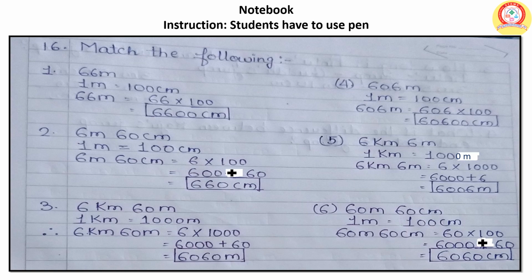Now let's move to 6th one. 60 meter 60 centimeter is equal to how much centimeter, children? So 1 meter is equal to 100 centimeter. Then 60 meter 60 centimeter is equal to how much centimeter, children? So 60 multiplied by 100, we will get 6000, plus 60 centimeter, we will get 6060 centimeter. Okay, children?